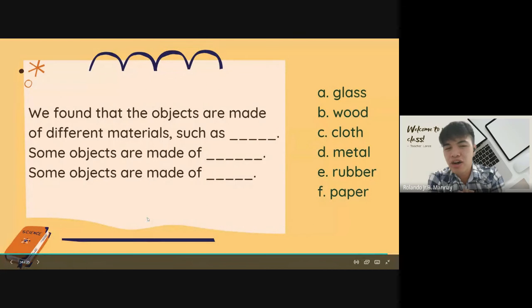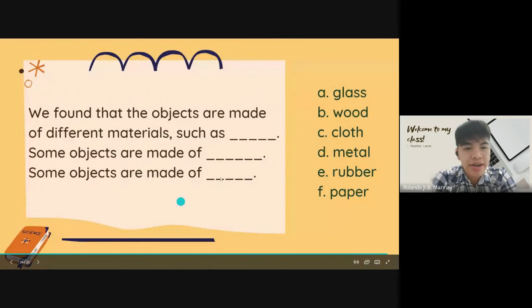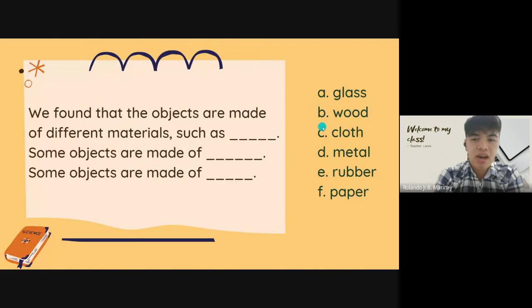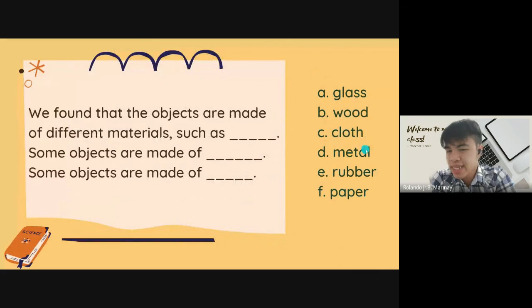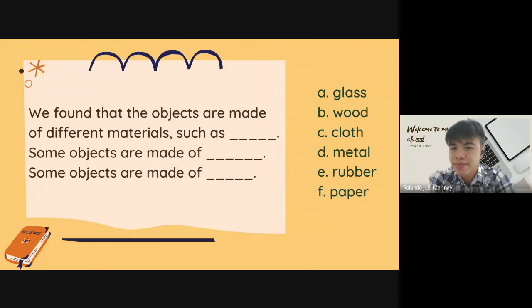Okay, for the conclusion, we found that the objects are made of different materials such as what? You're going to pick from A, glass, B, wood, C, cloth, D, metal, E, rubber, or F, paper. You're going to pick from the following words. Any word will do.